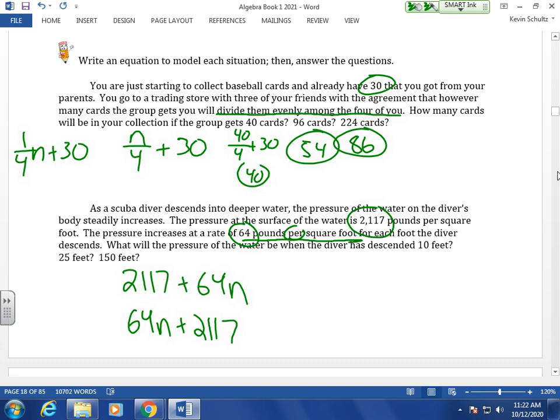So 10 feet, you should have gotten 2,757. At 25 feet, the total pressure is 3,717. And at 150 feet, we've got 11,717. Okay? Questions on anything to do with PO9?